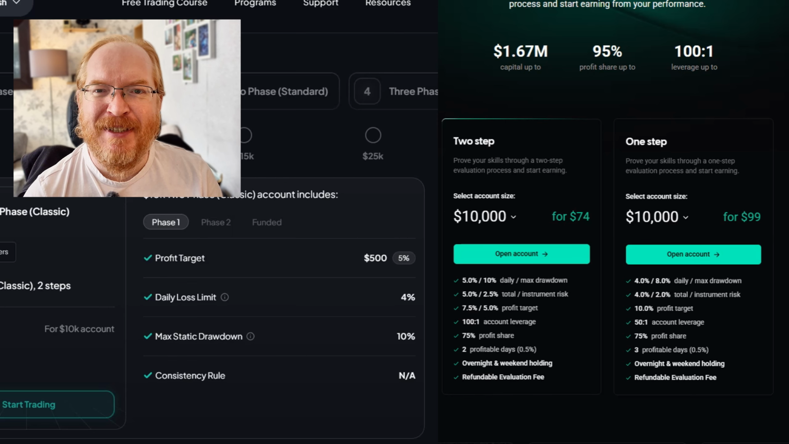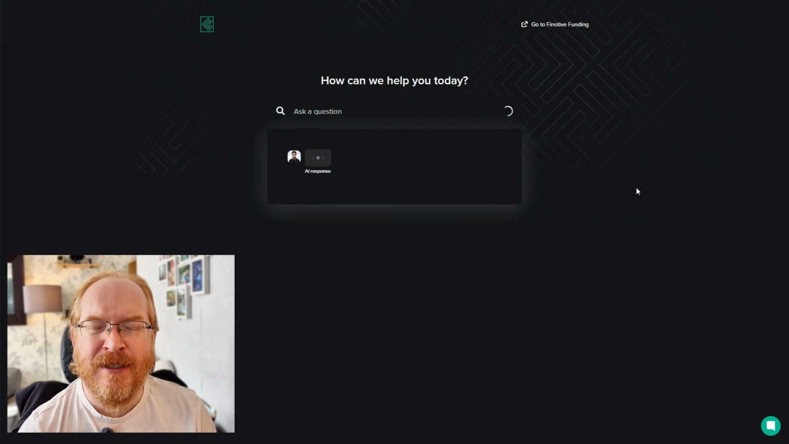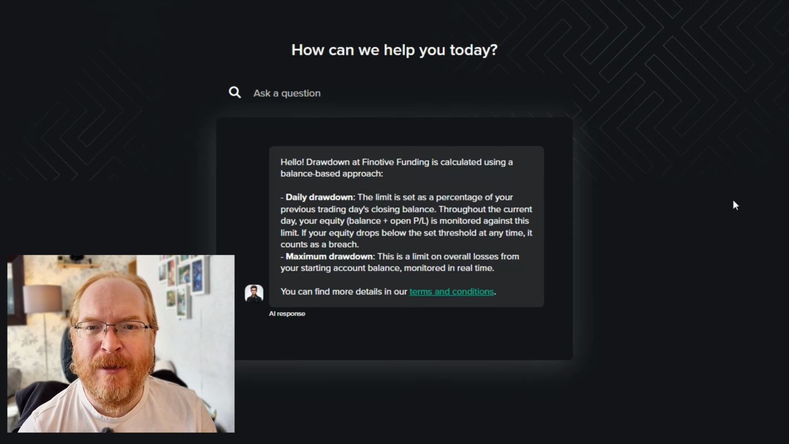When it comes to Finotive Funding, they do a bit of a mixture of the two. I had to actually go into the FAQs and ask the bot here to find out. But it looks like your drawdown is based off the end of day balance, which in itself is okay. But then it also says they monitor it throughout the day. So it's the end of day balance plus the running equity P&L of the current day. This I'm not that keen on, because it means if your account runs up to 4% in profit and then drops back down to break even, you will breach your account.